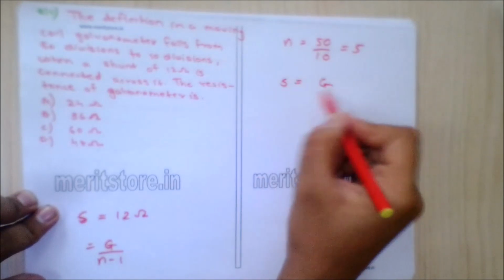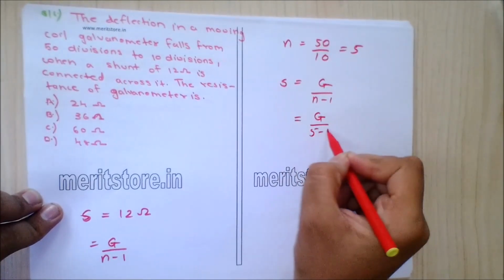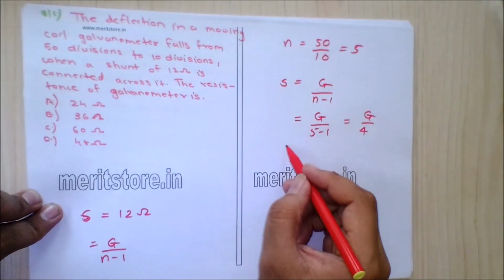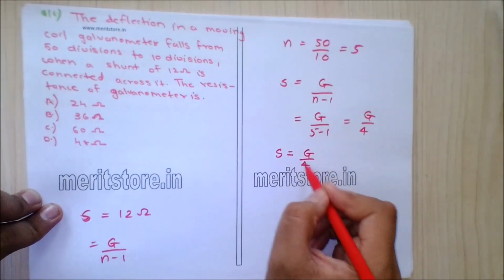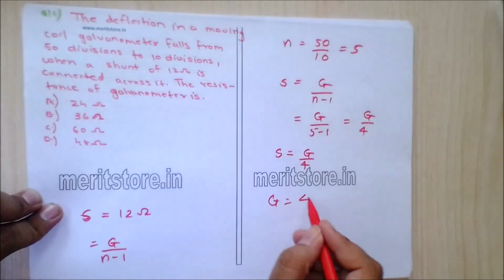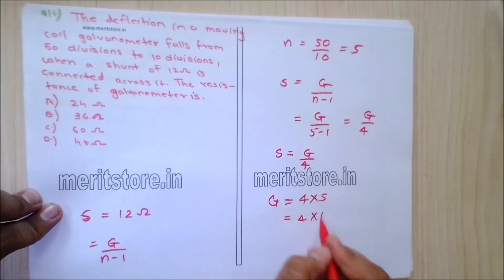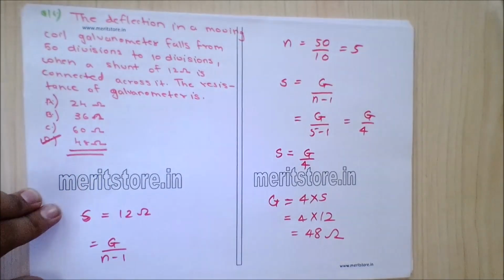S is equal to G upon N minus 1, which can be written as G upon 5 minus 1, which is G by 4. So value for S is equal to G by 4. So G can be written as 4 into S, which gives us 4 into 12, which will give us 48 ohms. So option D, 48 ohm is the correct answer.